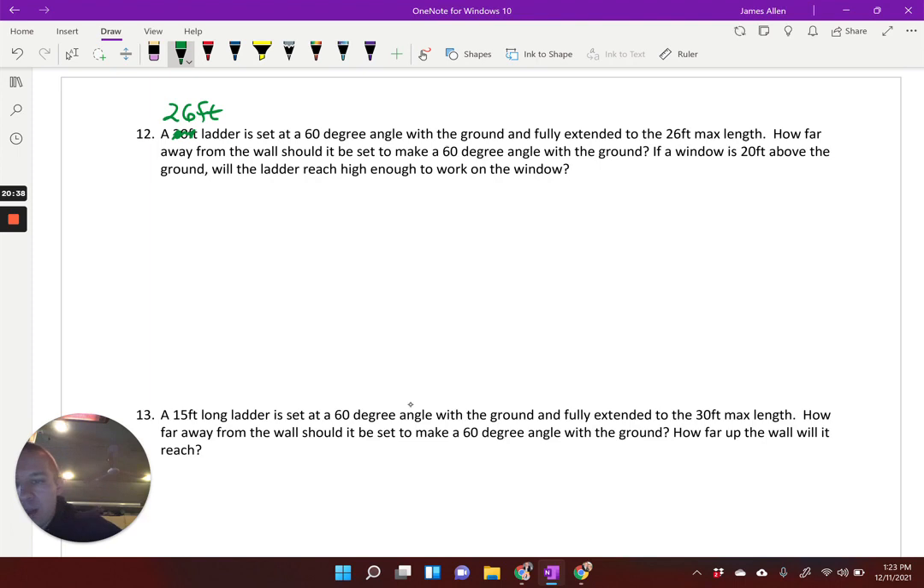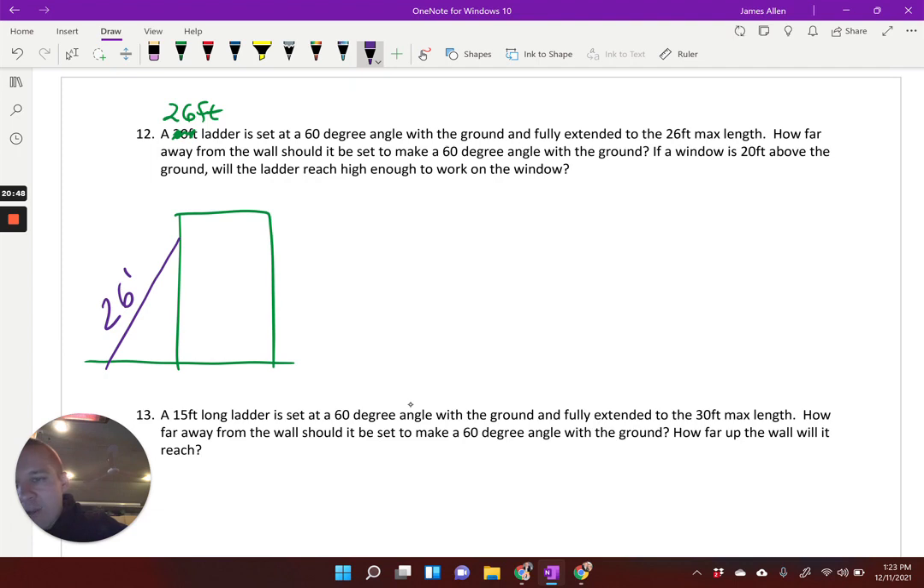So let's set up a little picture here. We got ourselves the ground, we got ourselves a building, and then let's say our ladder is purple, and it is 26 feet long. Now, it makes a 60-degree angle with the ground. That's a right angle, which makes this guy 30. Oh, another 30-60-90 triangle. I love them. They're fantastic. All right, so I've got 1, root 3, and 2.